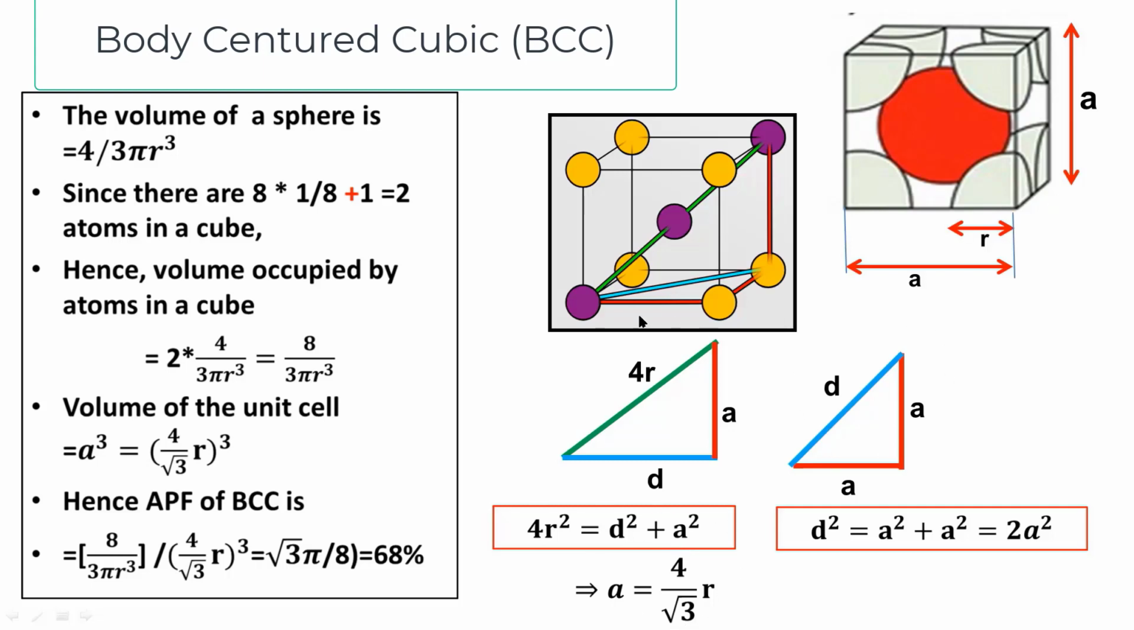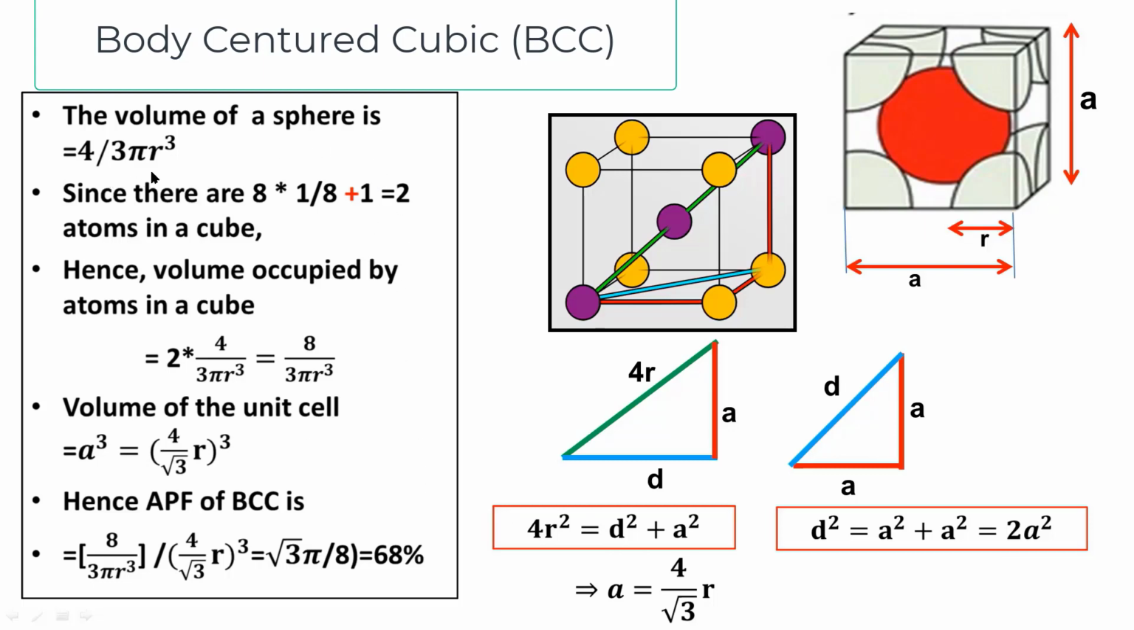The other triangle we get from the bottom of the cubic cell. The diagonal which is in blue color is shown here as D, and two sides are shown as A and A. Here also when we apply Pythagoras theorem, it becomes D square is equal to A square plus A square, that is 2A square. Now all these calculations and information we substitute to get APF.